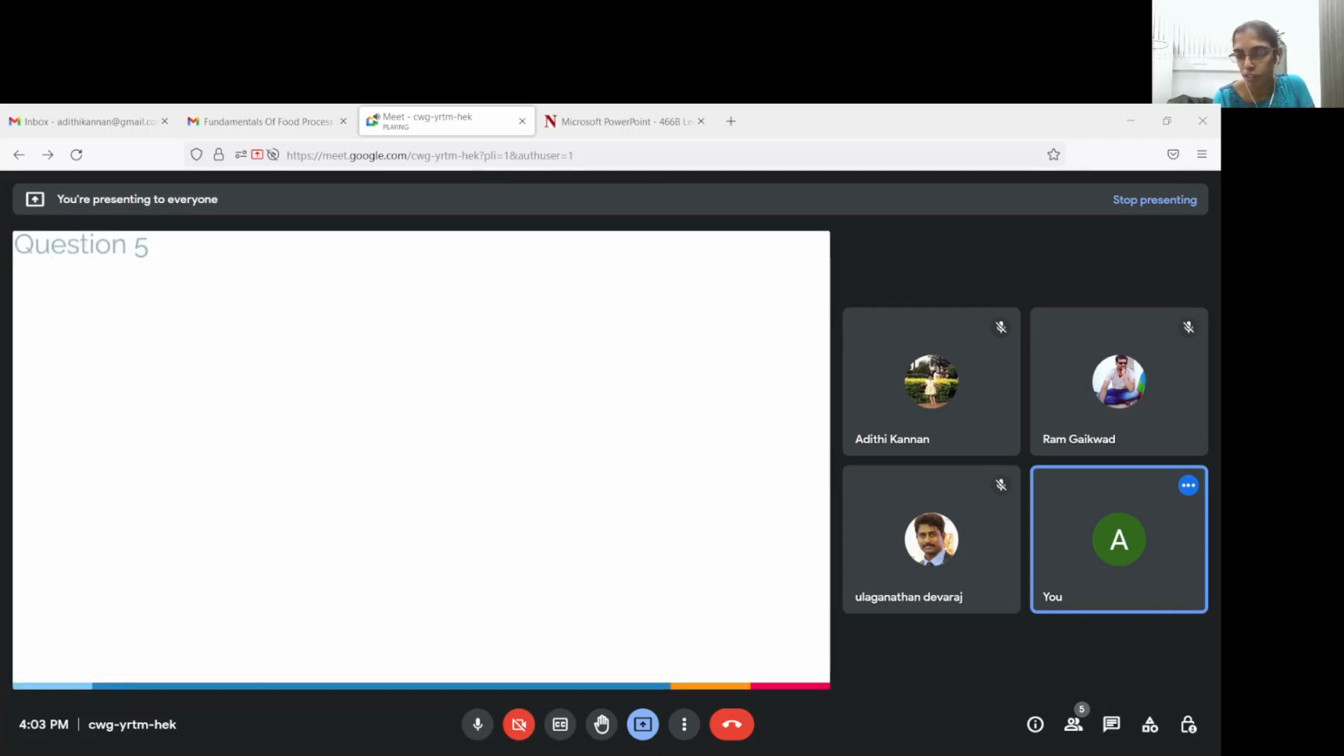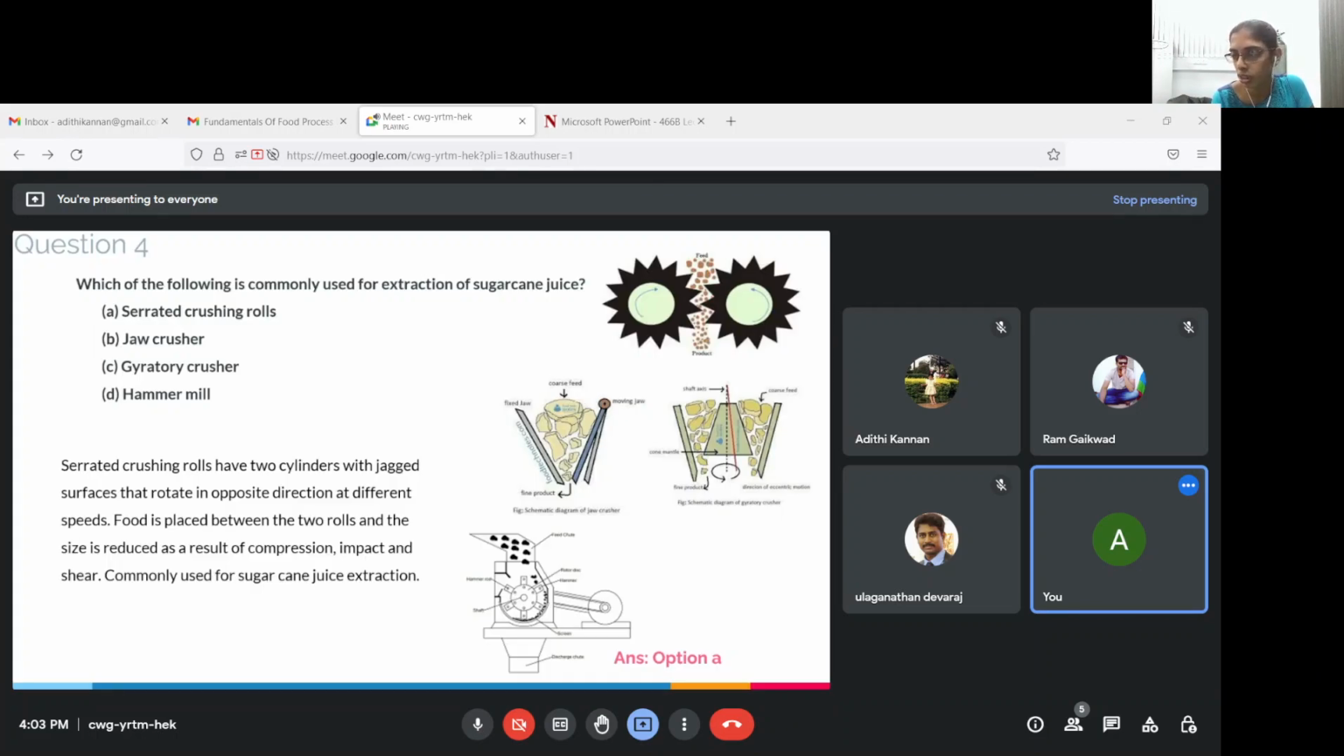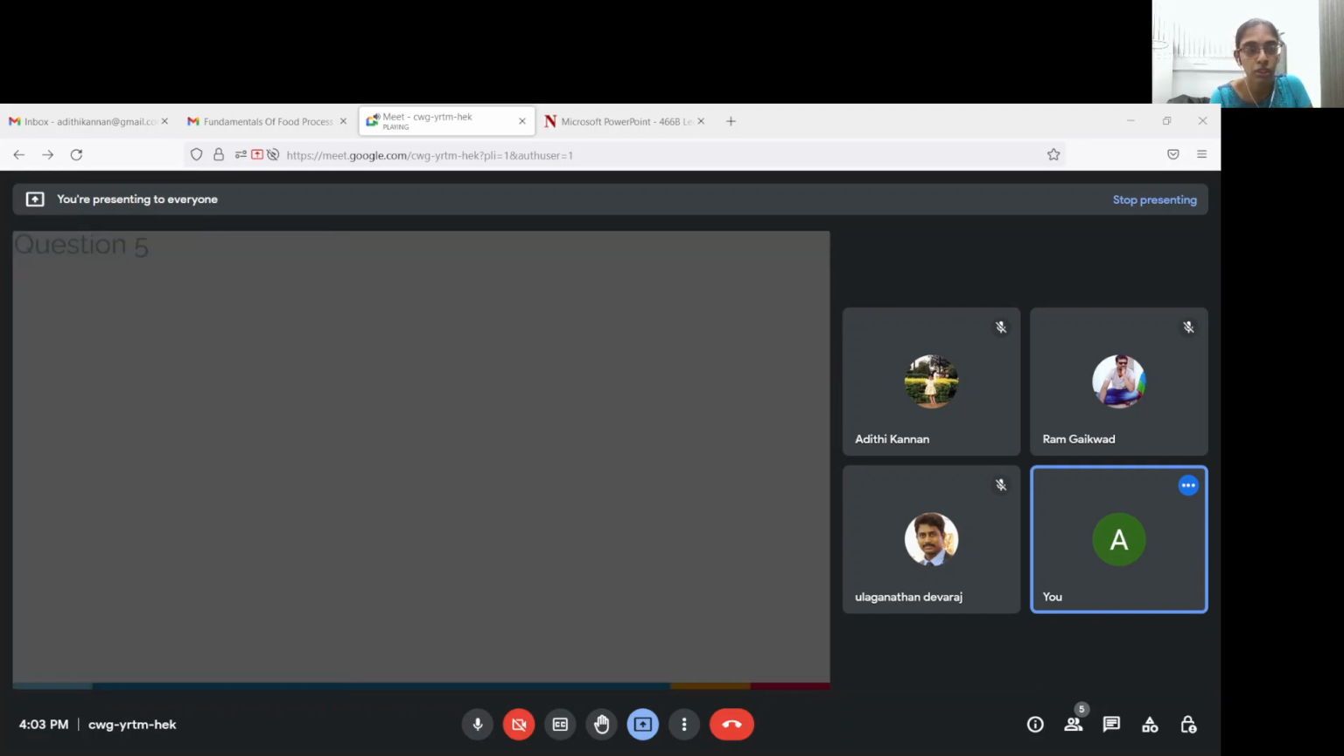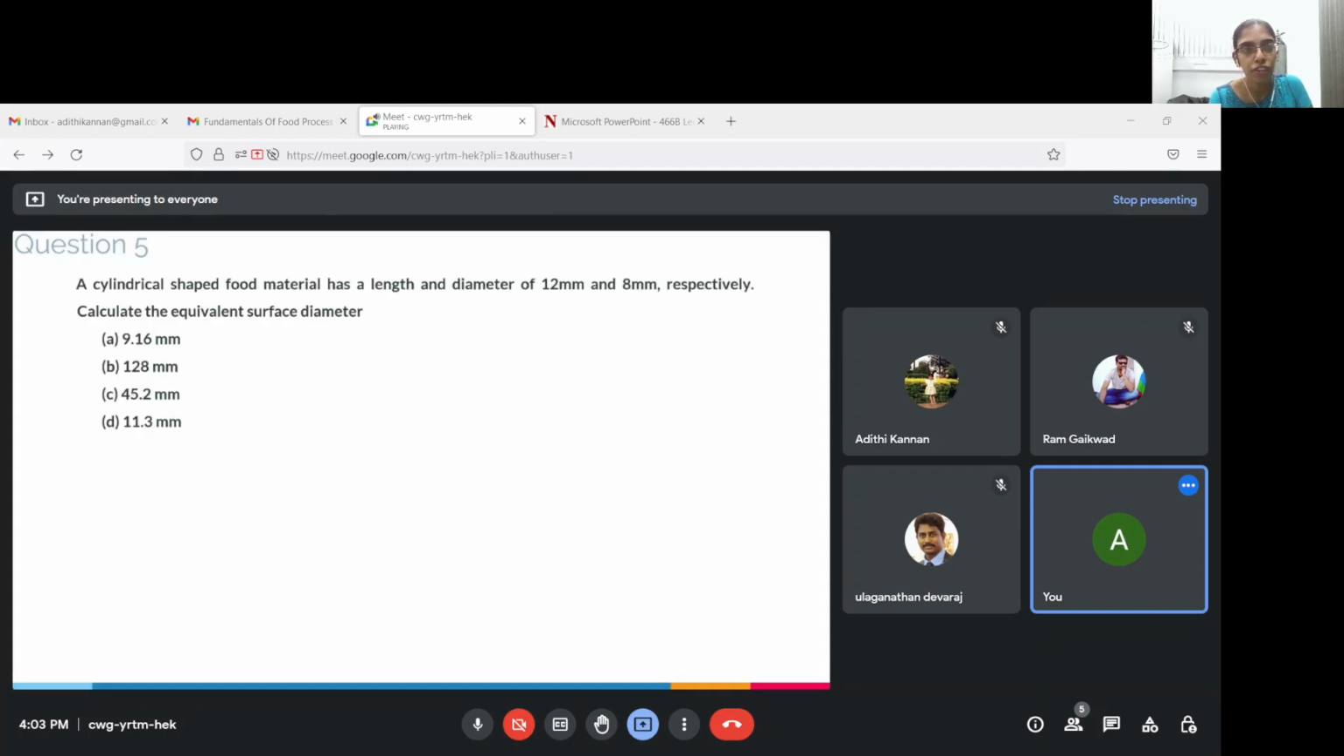So moving on to question 5. Any doubts in these three mechanisms? You can actually get nice diagrams in Google if you try to find out what is the difference between compression, attrition, and impact as well. So moving on to question 5.